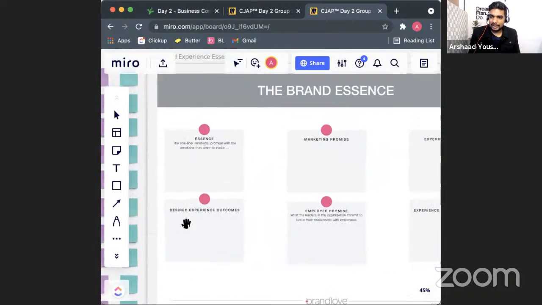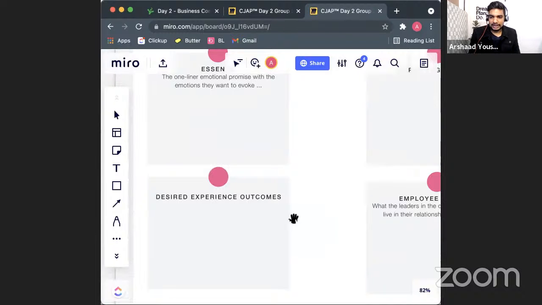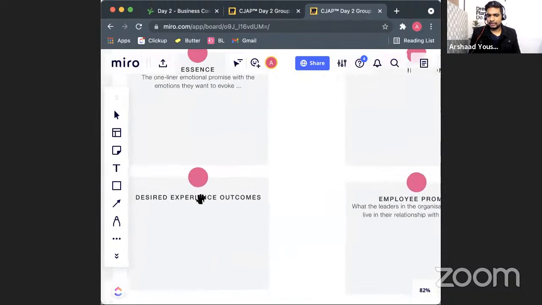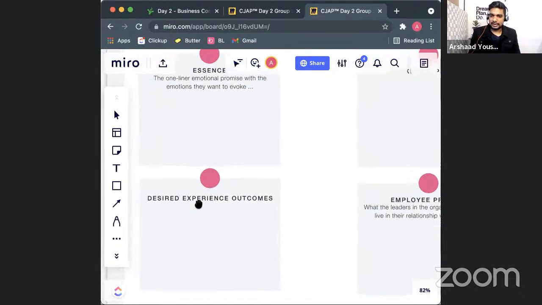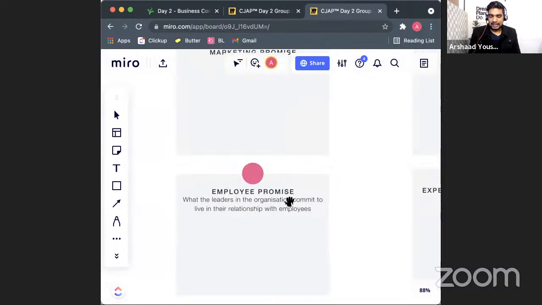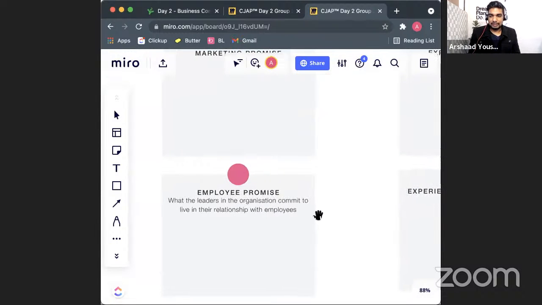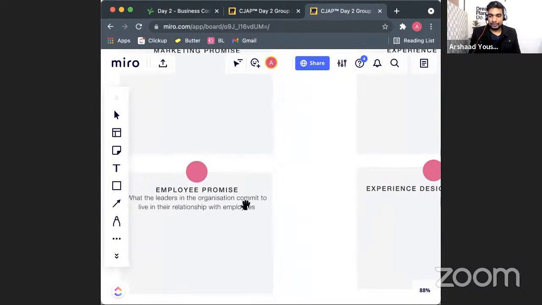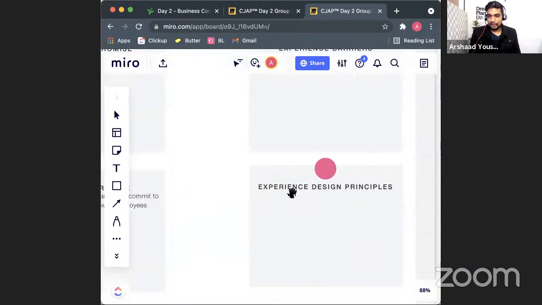And then we also have under the brand essence, the desired experience outcomes. I think a great resource here might be to look at some news articles, some social media, to see if there's anything that they are aspiring to achieve. The employee promise is also similar to the value proposition. You're going to find a lot of information on this. If you are researching on the website, most employers might actually have a different employee website portal that you could look for to find more detailed information on your client.